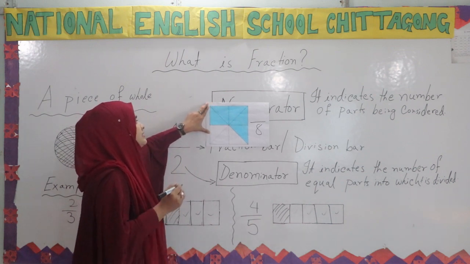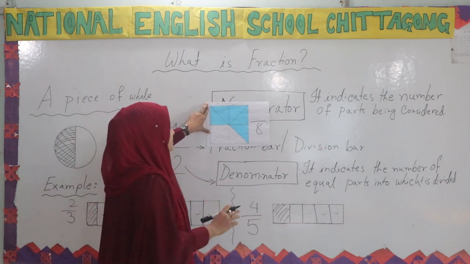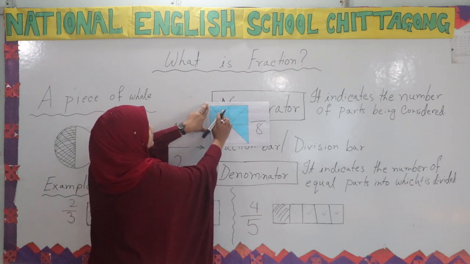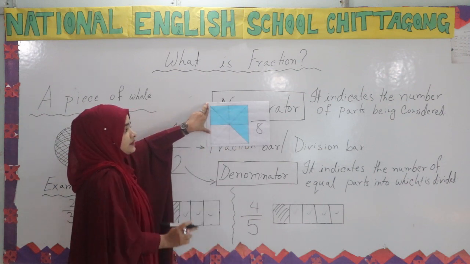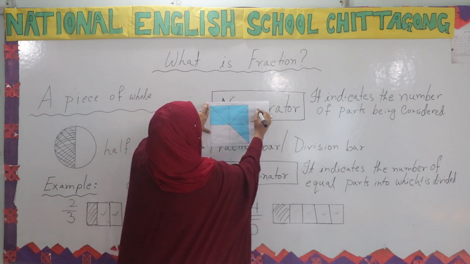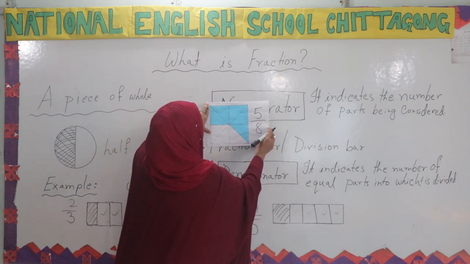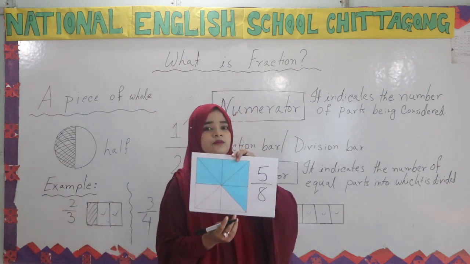And now, tell me how many parts are colored. Let's count it. 1, 2, 3, 4, 5. There are 5 parts colored, so the answer will be 5 by 8.